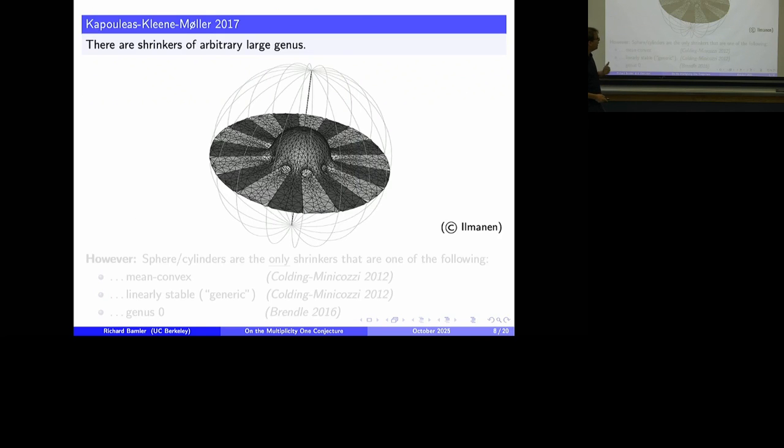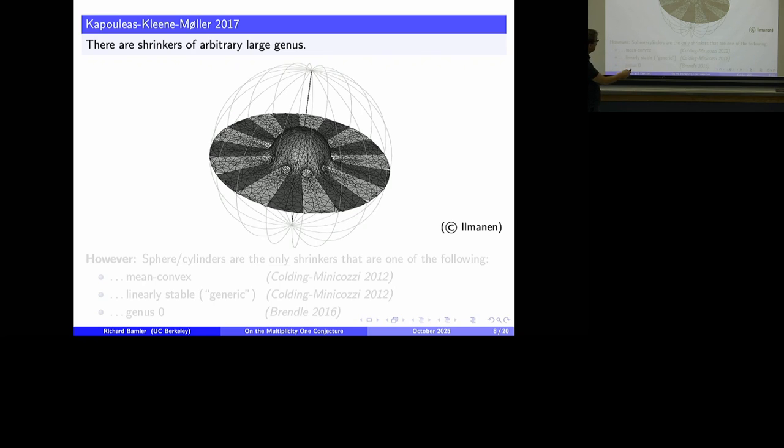Well, it turns out very hard, because there are a lot of different, very complicated shrinkers. There's a whole zoo of them. So they're not only these cylinders and spheres, but they're shrinkers with very high genus and very complicated asymptotic behavior. So here's just one example due to Kapouleas, Kleene, and Möller, which looks roughly like this.